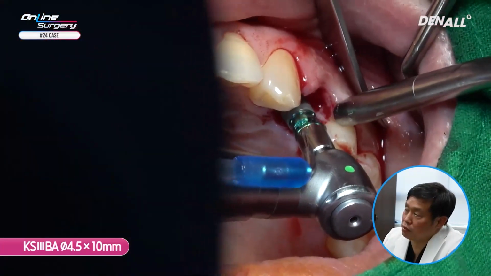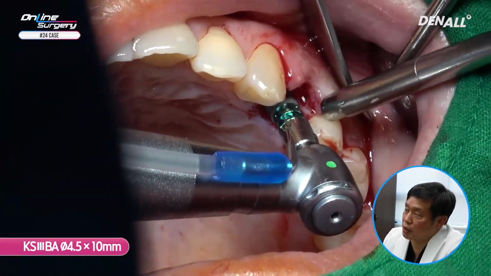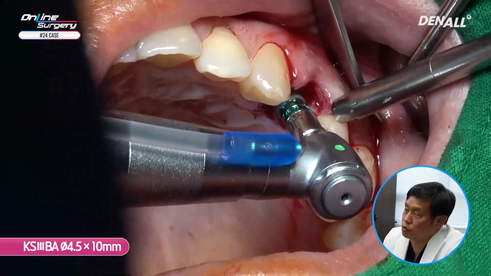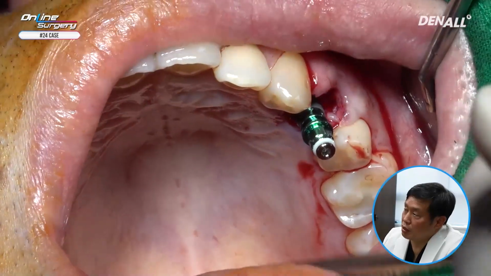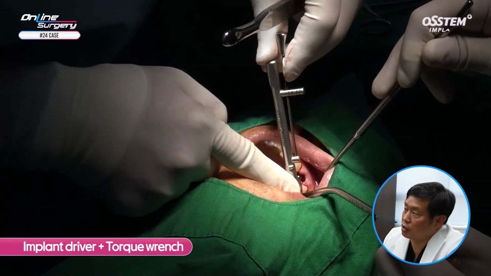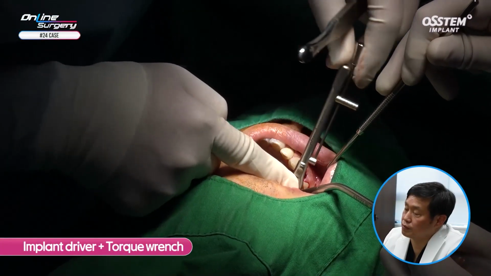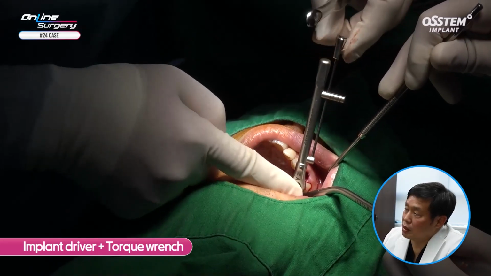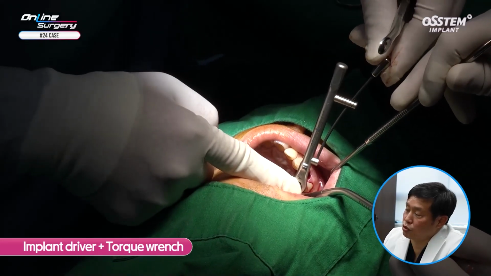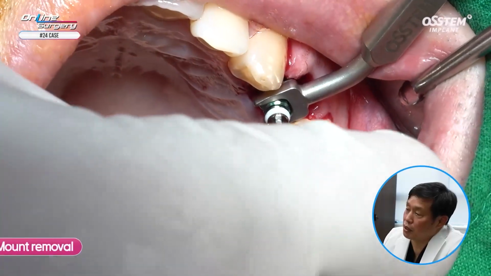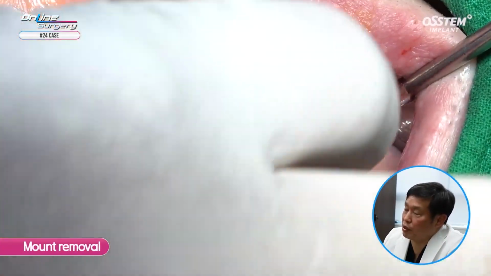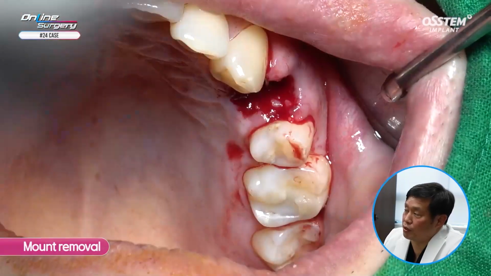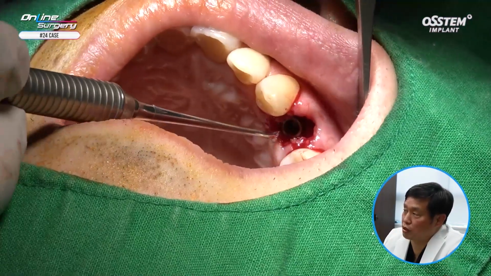The stability seems to be okay, but because it is an extraction socket and there's no bone on the buccal side, the primary stability is not favorable. The stability is about 30 Newton centimeter, but if you measure the ISQ value, because there's no buccal bone, the ISQ value was quite low.